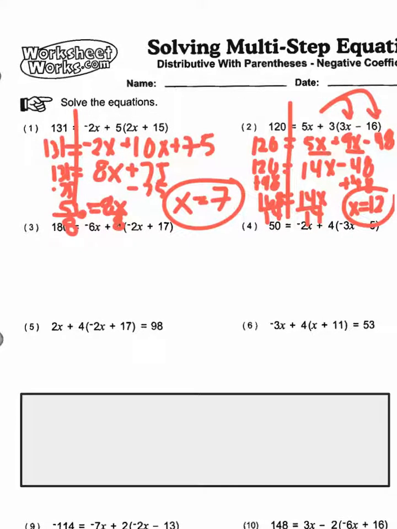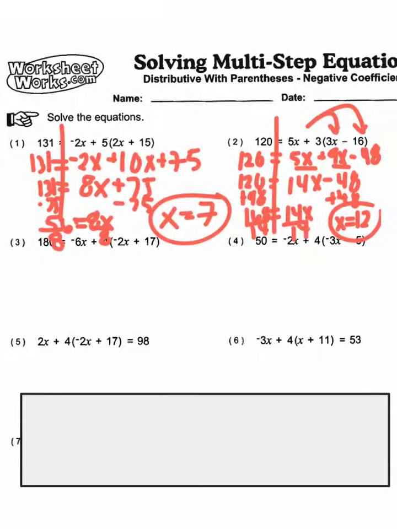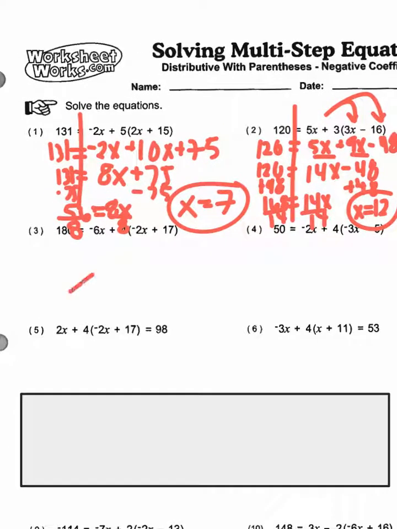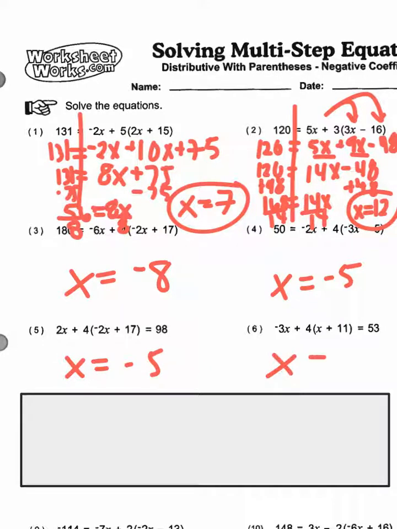And then for the last 4 problems, this one gave me x equals negative 8. Number 4 gave me x equals negative 5. Number 5 also gave me x equals negative 5. And number 6 gave me x equals 9. Flip over to the next page and we're going to start taking some notes.